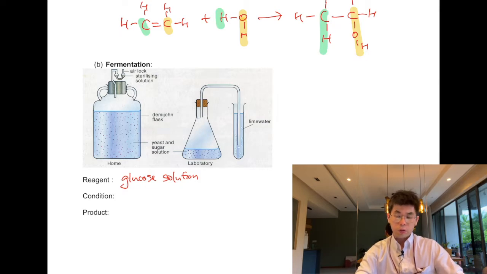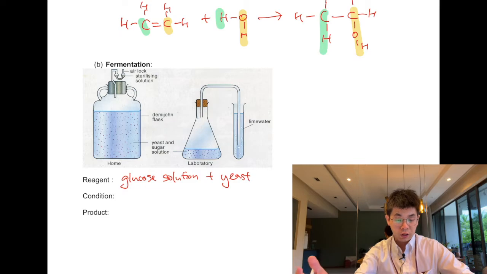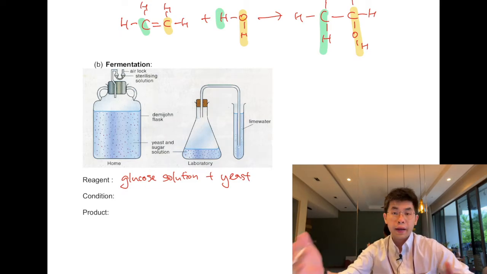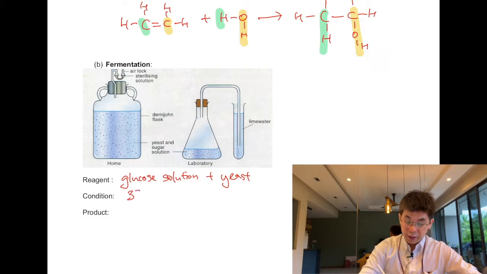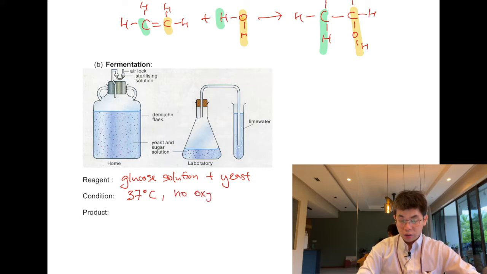This glucose solution, if you leave it by itself, it wouldn't ferment. You need yeast. Yeast is a living thing that will cause the fermentation of glucose. But this yeast doesn't ferment at any temperature. It must ferment at around body temperature, 37 degrees, and there must be no oxygen. So we must prevent oxygen from interacting. That's why in fermentation you see a fermentation flask, and then there's an airlock.